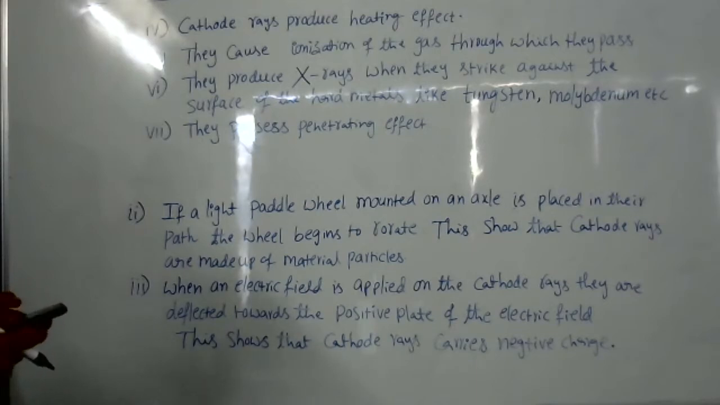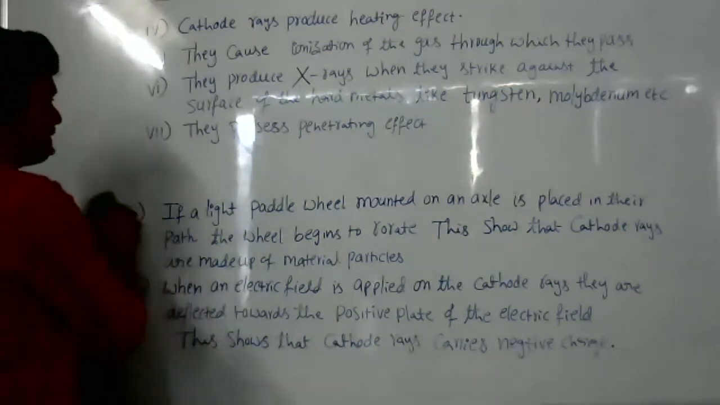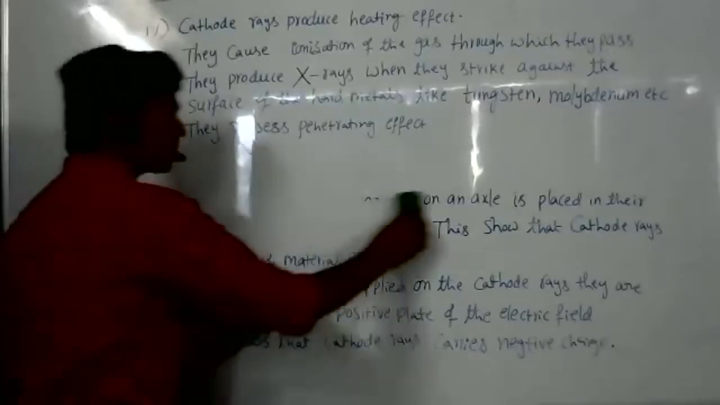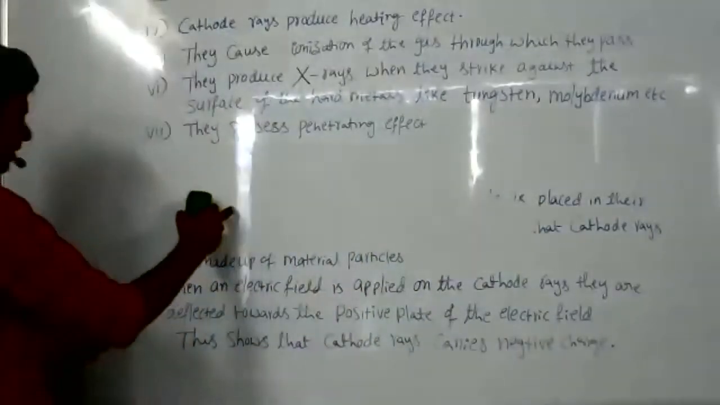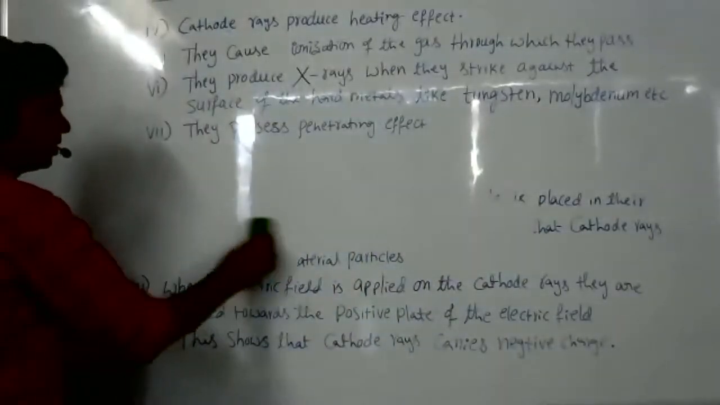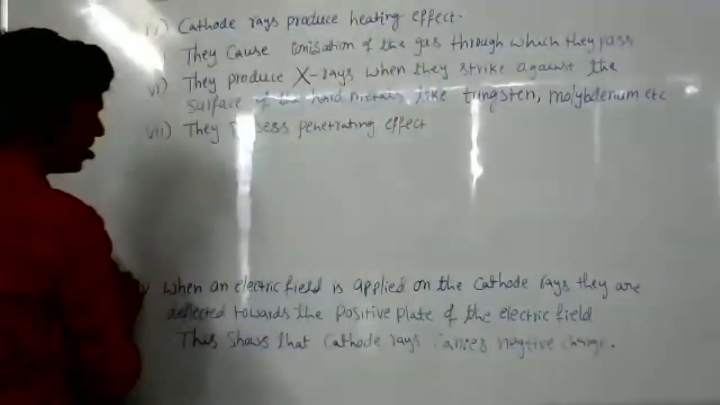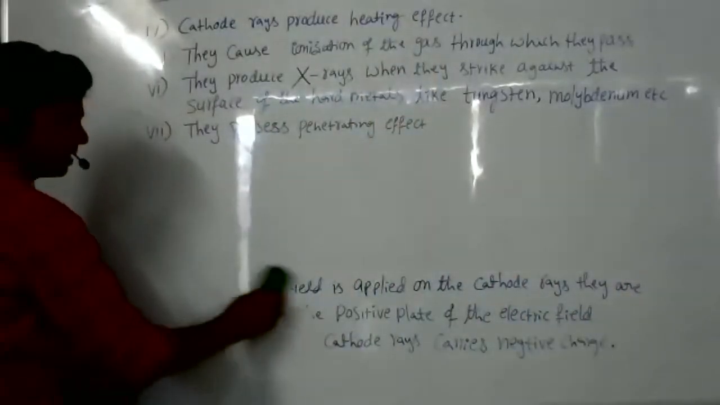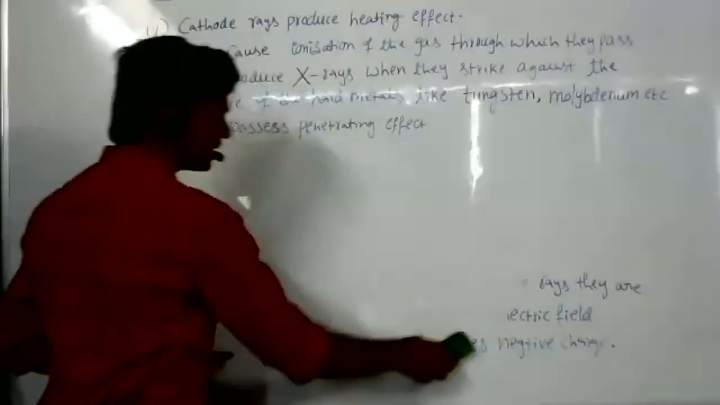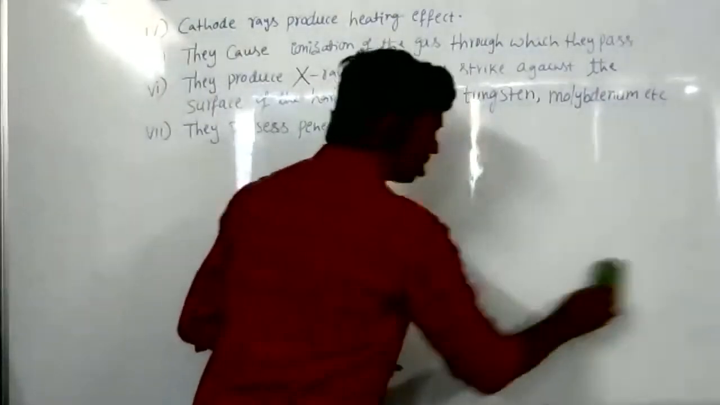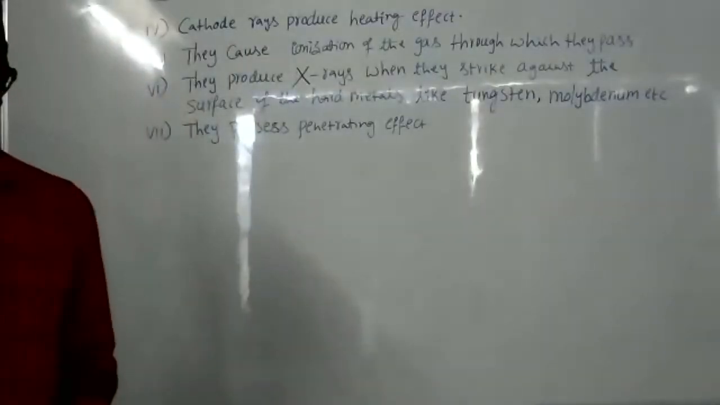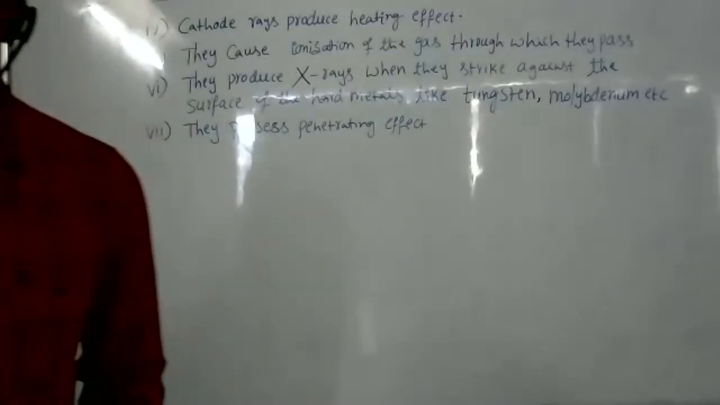Okay. Lastly, one point about the definition of electron. In these properties, the major important points are the second and third points. The second point is that cathode rays are constituted by material particles. And the third point is that they are negatively charged. Based on these two points, the electron definition is given.